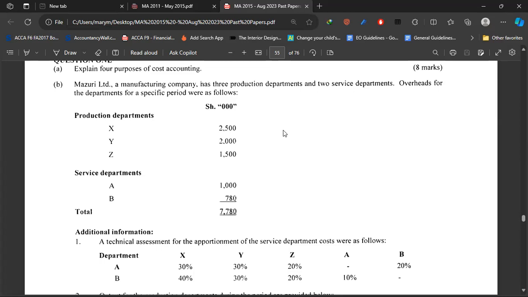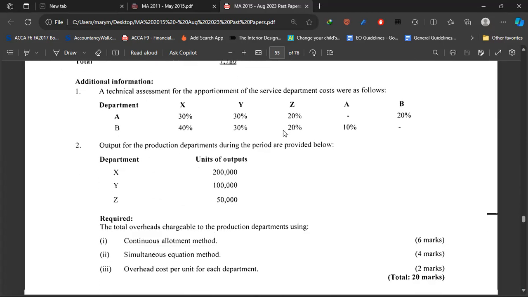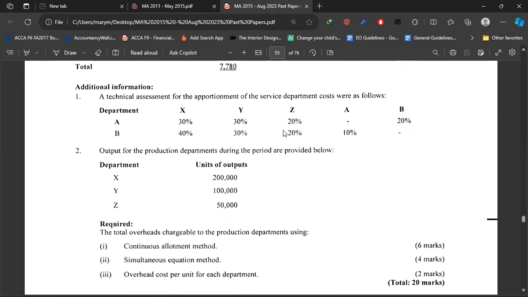Additional information: a technical assessment for the apportionment of the service department costs was as follows. Department A and B, and X, Y, Z. The percentages are outlined there.